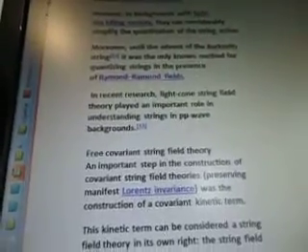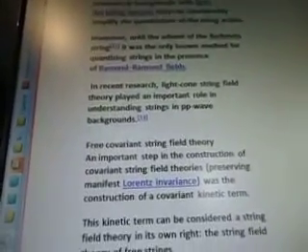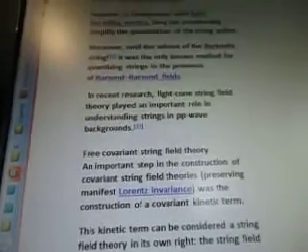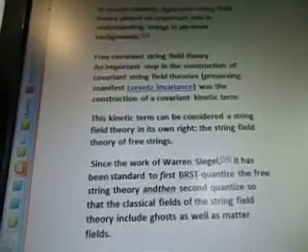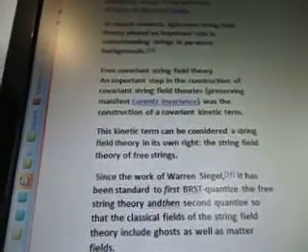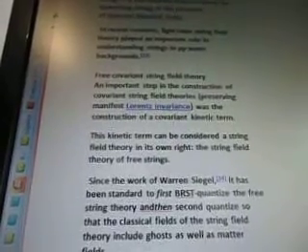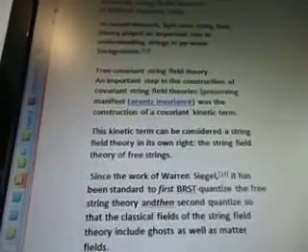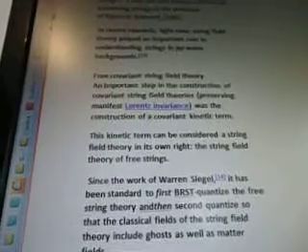Research. Light cone string field theory played an important role in understanding strings in PP wave backgrounds. Now, I've seen that one before, PP wave. Okay. Free covariant string field theory, an important step in the construction of covariant string field theories preserving manifest Lorentz invariance, was the construction of a covariant kinetic term.